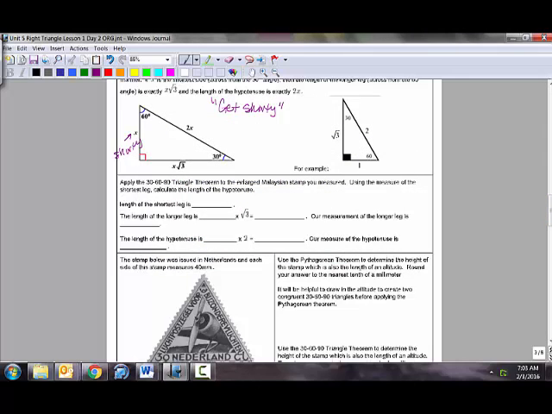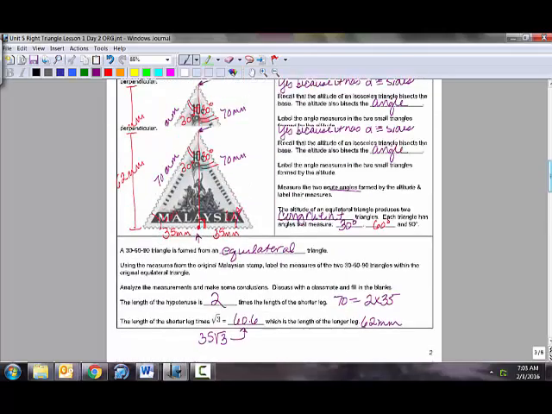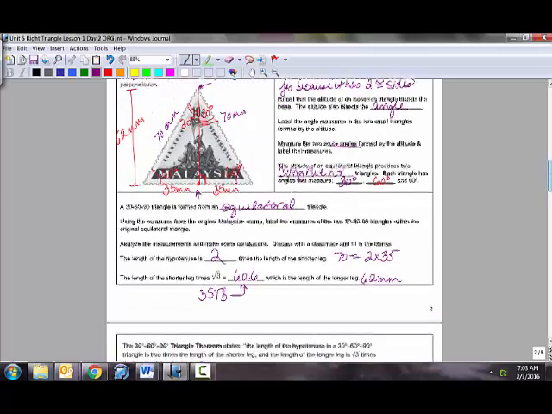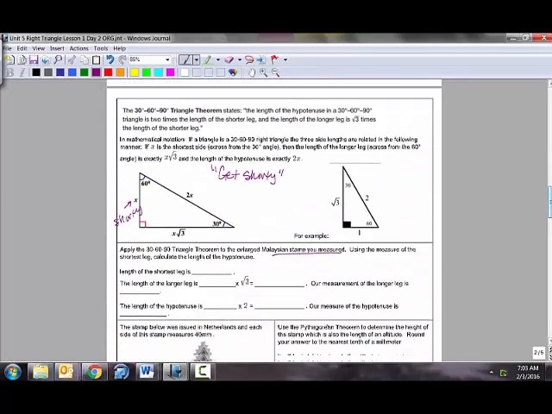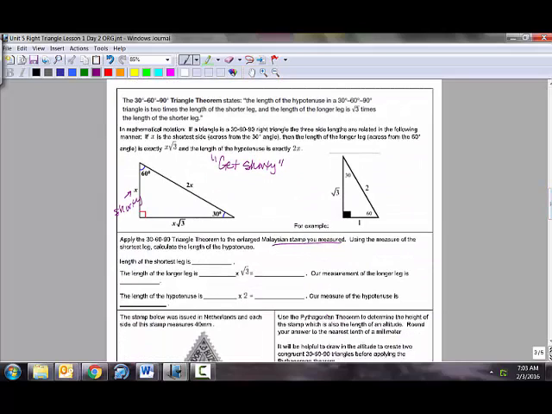So if we go back to our Malaysian stamps that we measured, we're back to our 70, 70. These angles are congruent, which means the sides opposite are congruent. So the measure of the shortest leg was 35. The length of the longer leg would end up being 35 times the square root of 3, which is 60.6. And our measurement of the longer leg, at least what I got, was 62 millimeters. Fairly close.